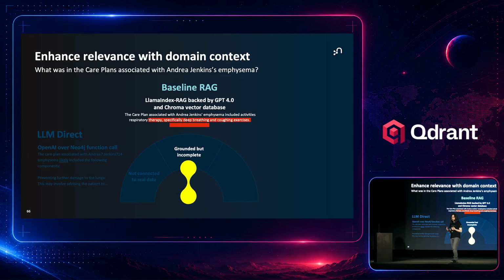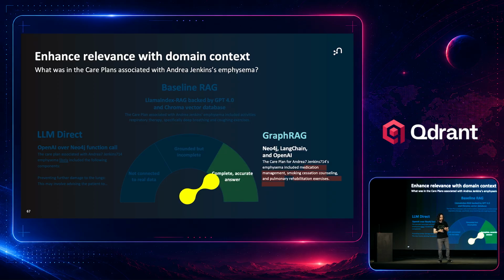We can improve this by doing a baseline RAG system, giving it access to documents and information which are stored in a vector database. But the best answer we actually get by combining the vector and the graph algorithms together.